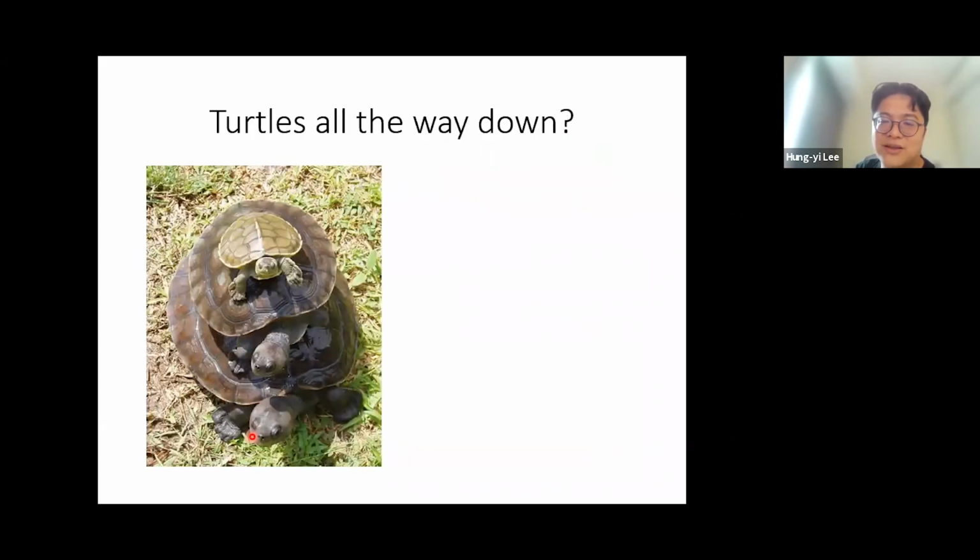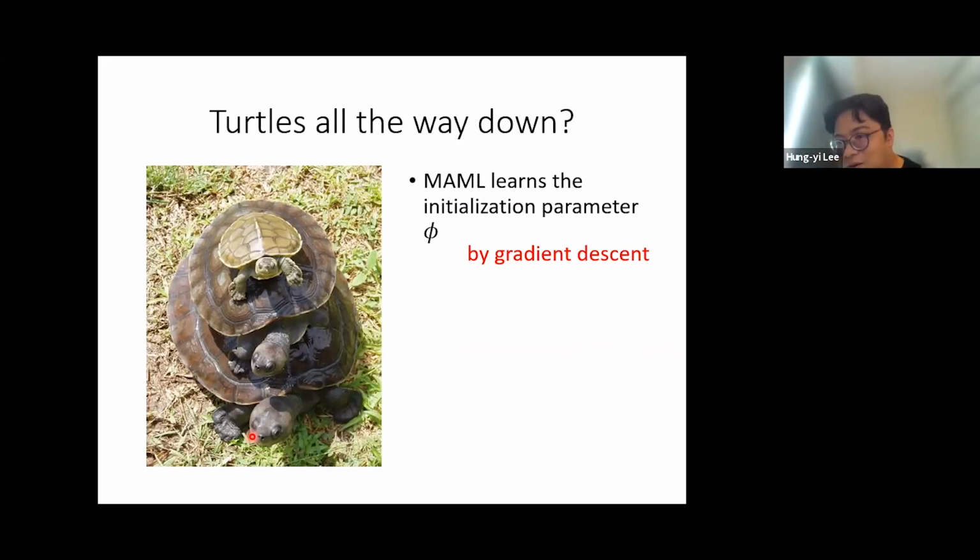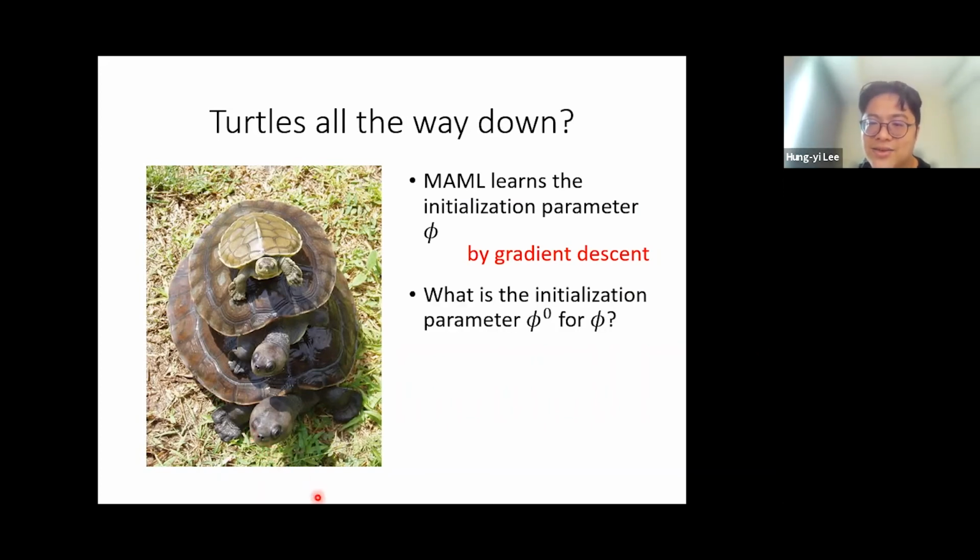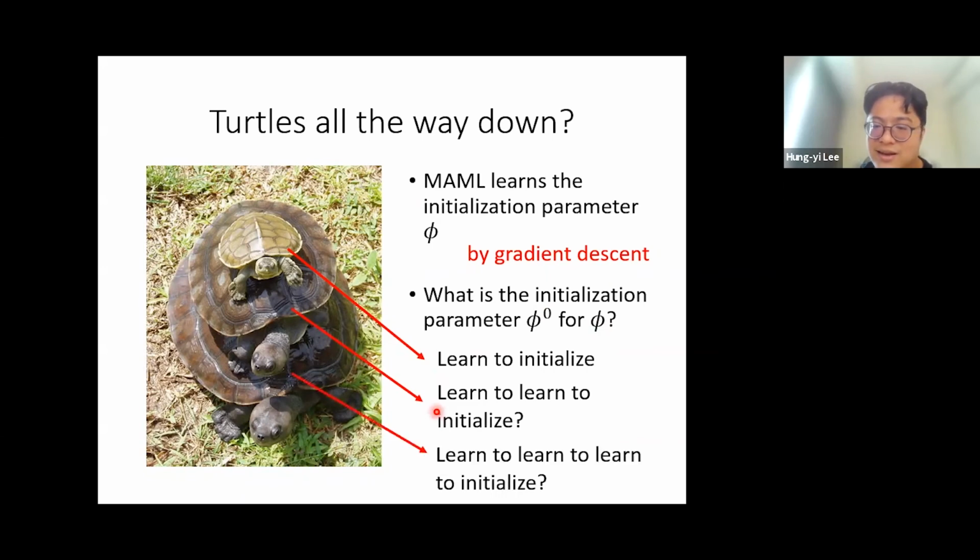I know there's another more fundamental question. MAML learns the initial parameter, but don't forget that MAML learns the initial parameter by gradient descent. To apply gradient descent, you also need another initialization. So you need the initialization of the initialization to learn phi. You also need the initialization parameter of phi, which is phi 0 here. So it is turtles all the way down. We want to learn to initialize, but we also need to learn to initialize the initialization. So this is turtles all the way down. And we are going to see how people really deal with this problem in practical application.